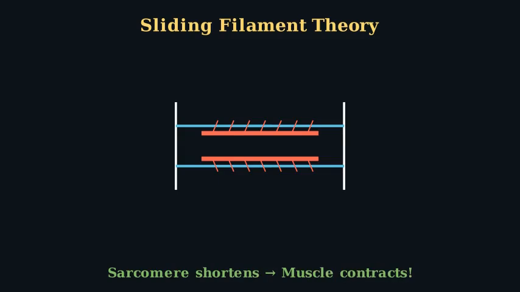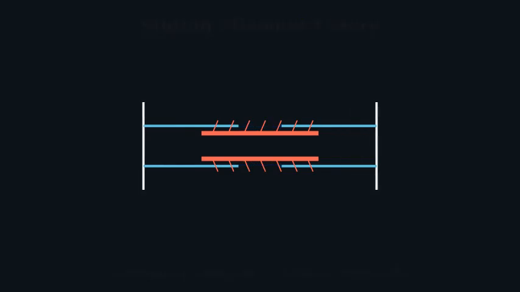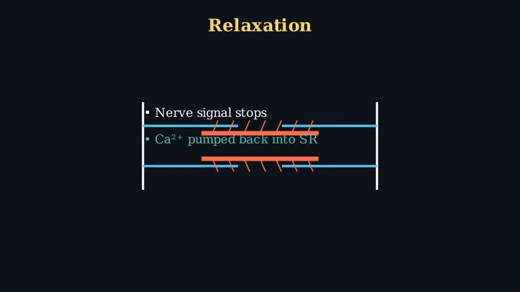Next, a new ATP molecule binds to the myosin head, causing it to detach from actin. The ATP is then hydrolyzed, which recocks the myosin head into its high energy position, ready for the next cycle.